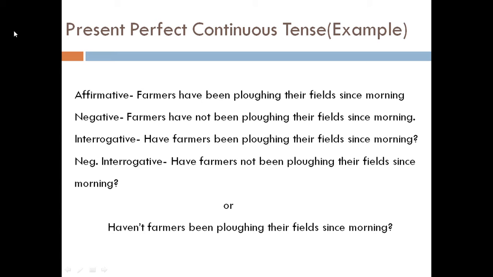Now let's look at one of the examples of present perfect continuous tense. Affirmative form: farmers have been plowing their fields since morning. Negative: farmers have not been plowing their fields since morning. Interrogative: have farmers been plowing their fields since morning? Negative interrogative: have farmers not been plowing their fields since morning? Or haven't farmers been plowing their fields since morning?